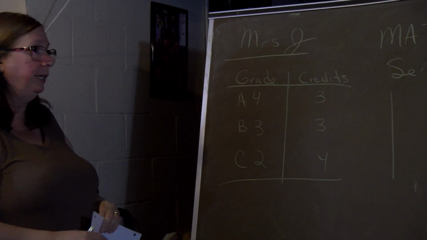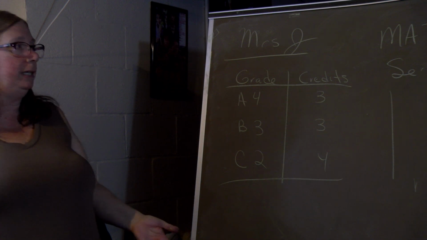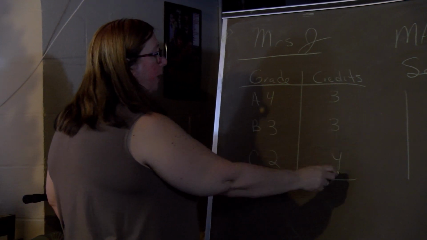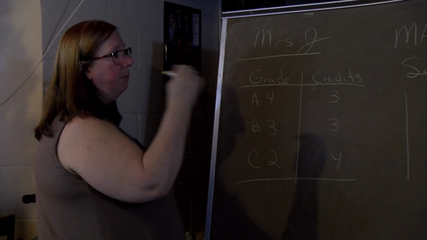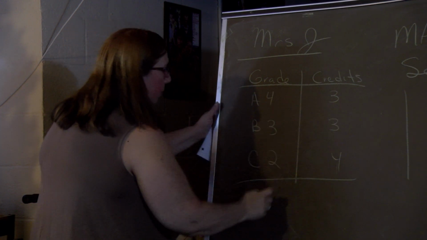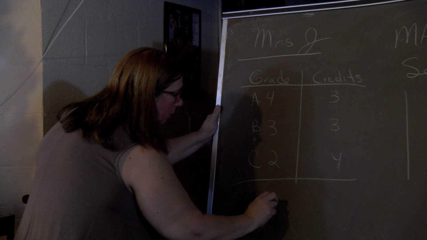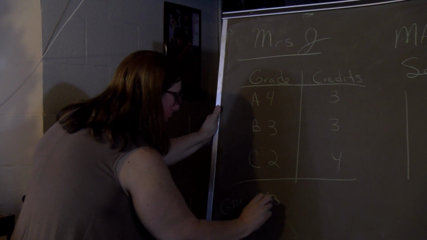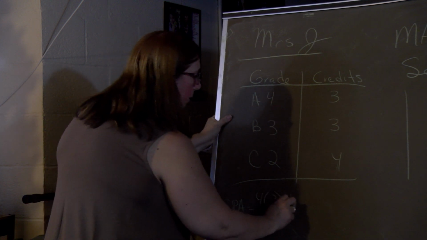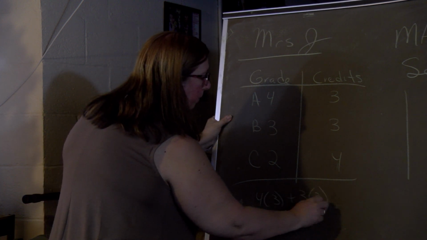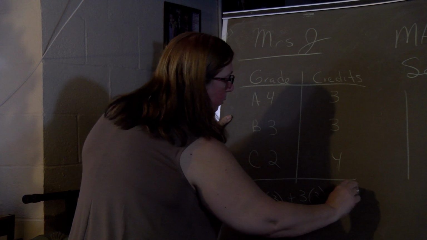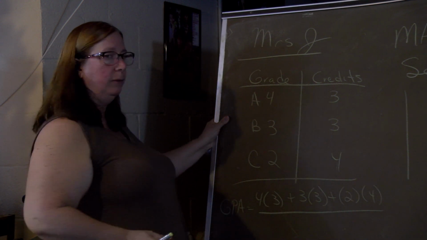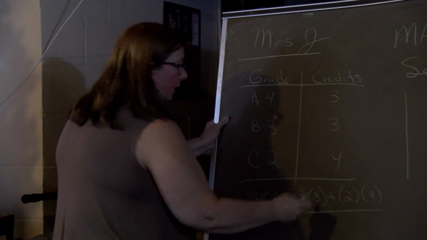Your grade point average is a weighted mean. And you take each and multiply and then divide by the total credits. So it's the same thing. We take 4 times 3 plus 3 times 3 and the 2 times 4. And we would divide by how many credits we took. We took 10 credits.